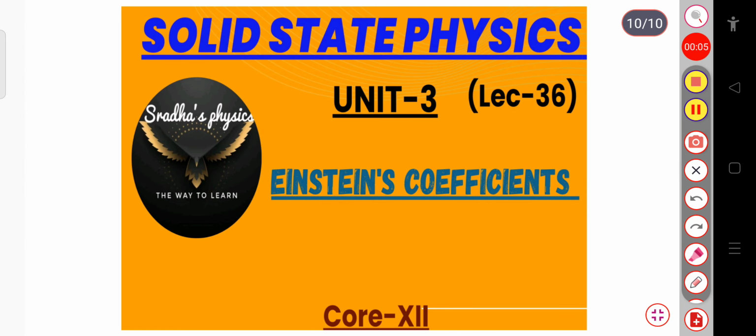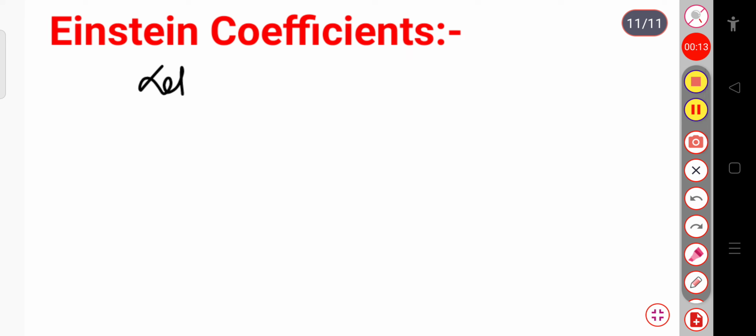In this part we will discuss about Einstein's coefficient. So let us begin our topic, that is Einstein coefficients. Let N1 be the number of atoms per unit volume.